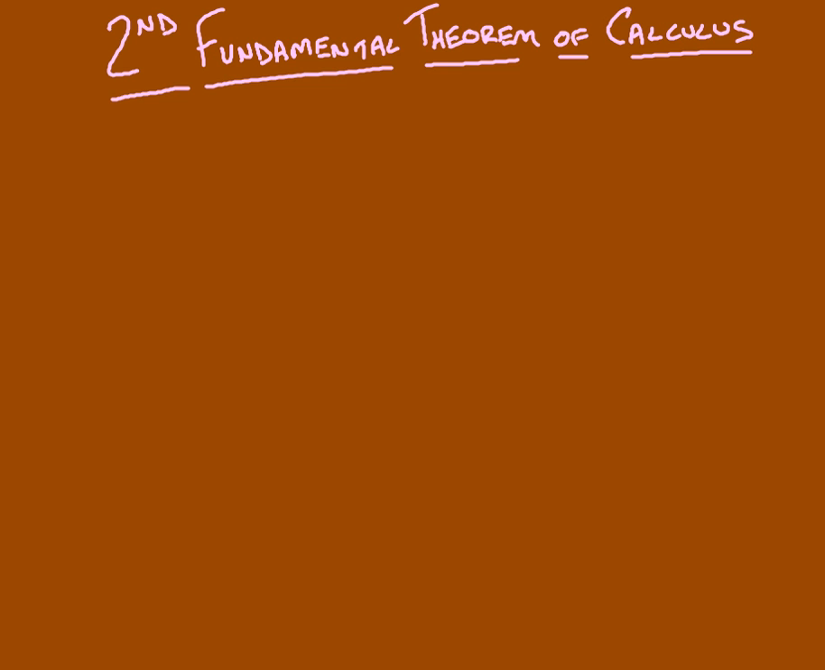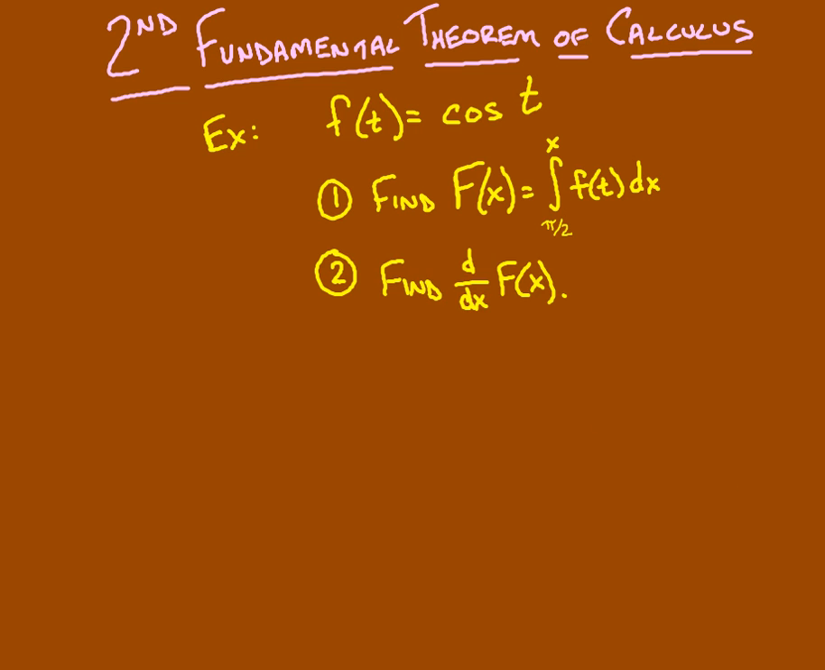In our previous lesson, we talked about the fundamental theorem of calculus. Today, we're looking at kind of a corollary to it. It's called the second fundamental theorem of calculus. And basically, it is about undoing an operation.